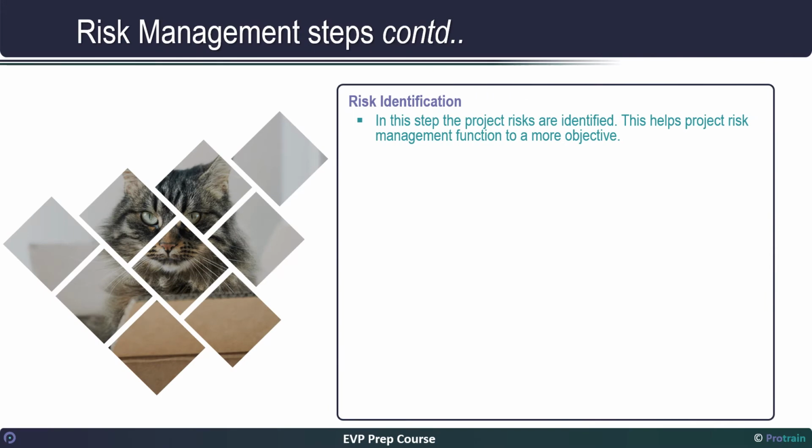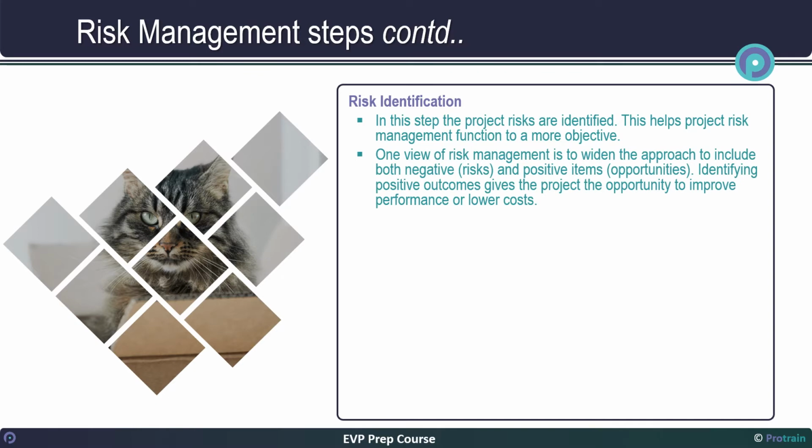Risk identification. Risk identification is the most common step in risk management. In this step, the project risks are identified. By doing so, the risk management on projects is reduced to a more objective level. One view of risk management is to widen the approach to include both negative risks and positive items, opportunities. Identifying positive outcomes gives the project the opportunity to improve performance or lower costs.